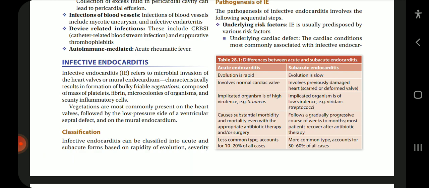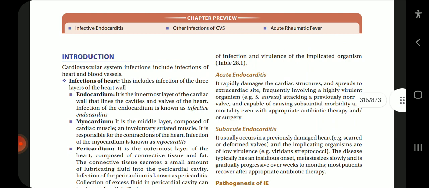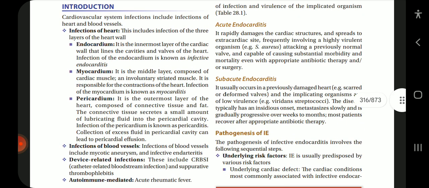Infective endocarditis can be classified into acute and subacute forms based on the rapidity of evolution of infection and virulence of the implicated organism. So, we can see that acute endocarditis is a rapidly damaging infection of the cardiac structures and spreads to extracardiac sites also, frequently involving a highly virulent organism like Staph aureus, attacking a previously normal valve and capable of causing substantial morbidity and mortality even with appropriate antibiotic therapy and or surgery.